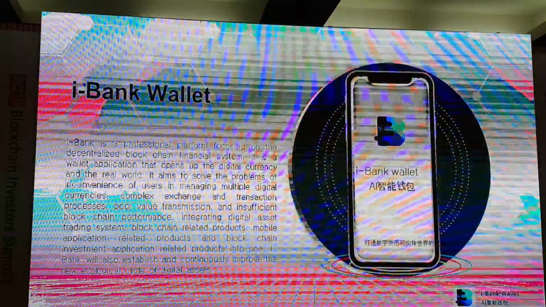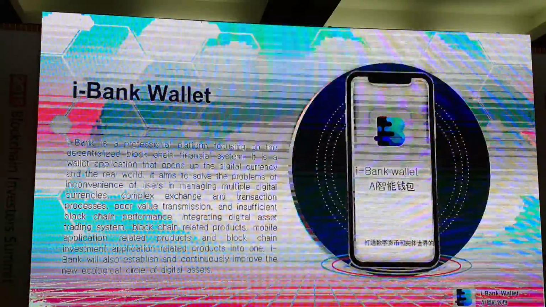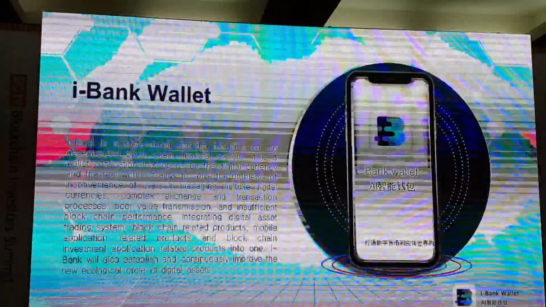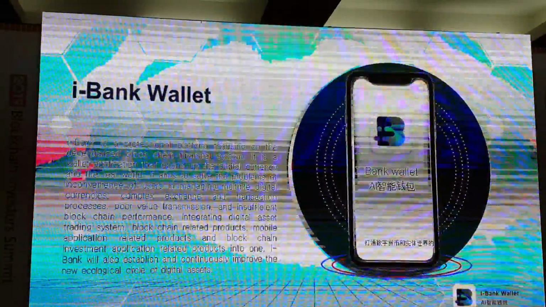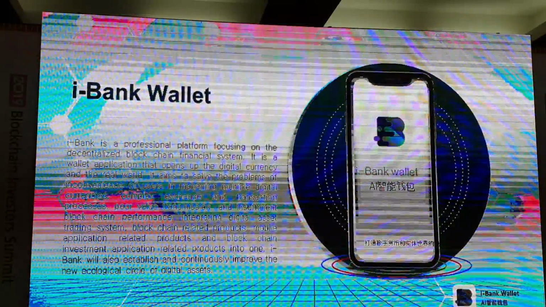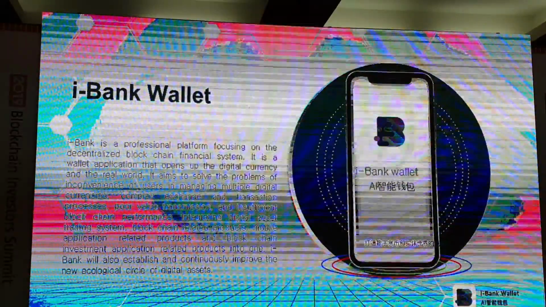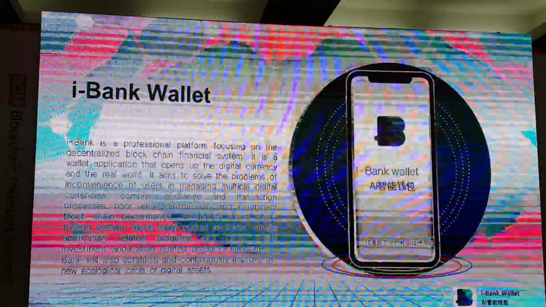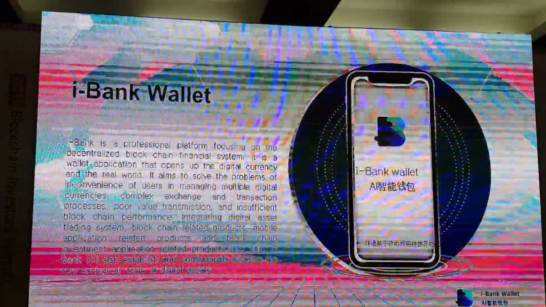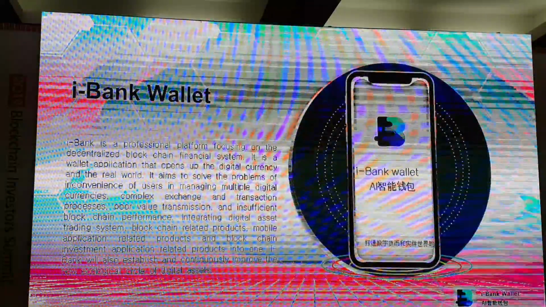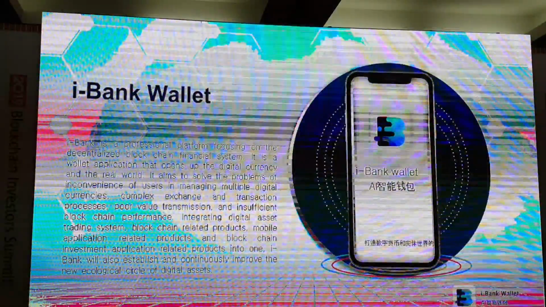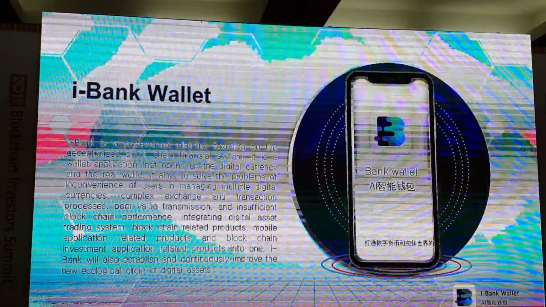What is ibank? ibank is a professional platform focusing on the decentralized blockchain financial system. It is a wallet application that opens up the digital currency world. It aims to solve the problems of inconvenience for users in managing multiple digital currencies, complex exchange and transaction processes, poor value transmission and low level of blockchain. Also, it's about transactions that are made in this application.